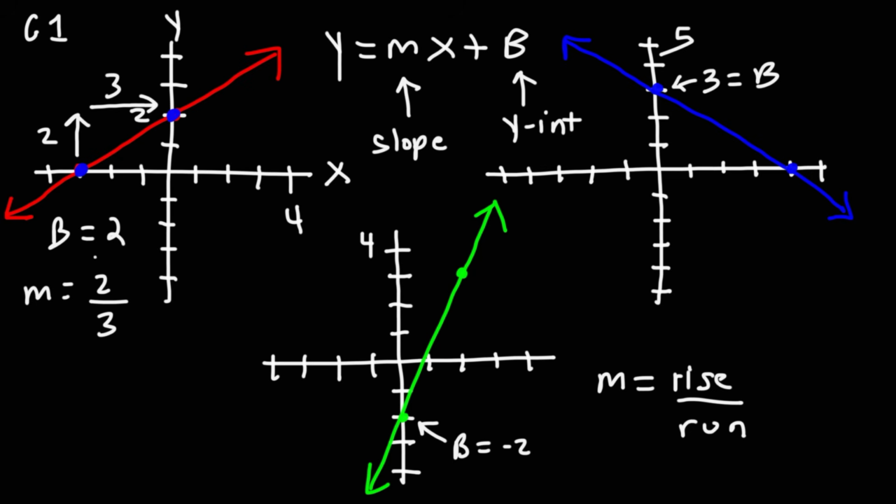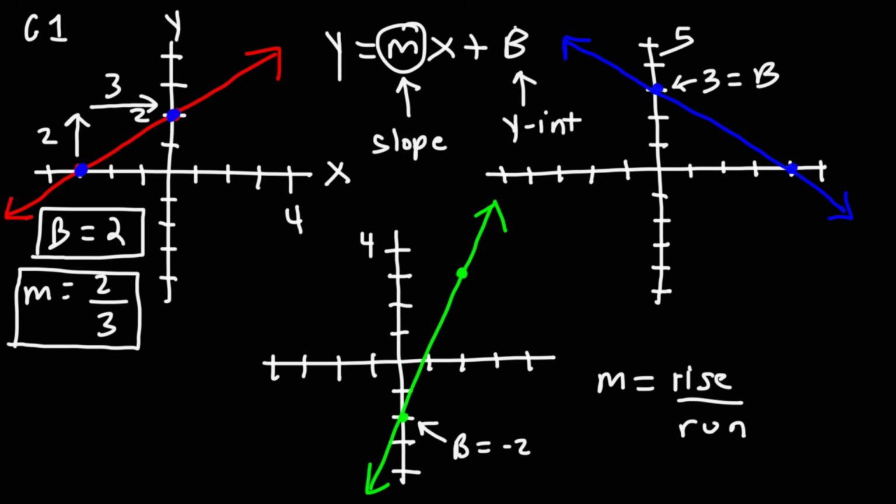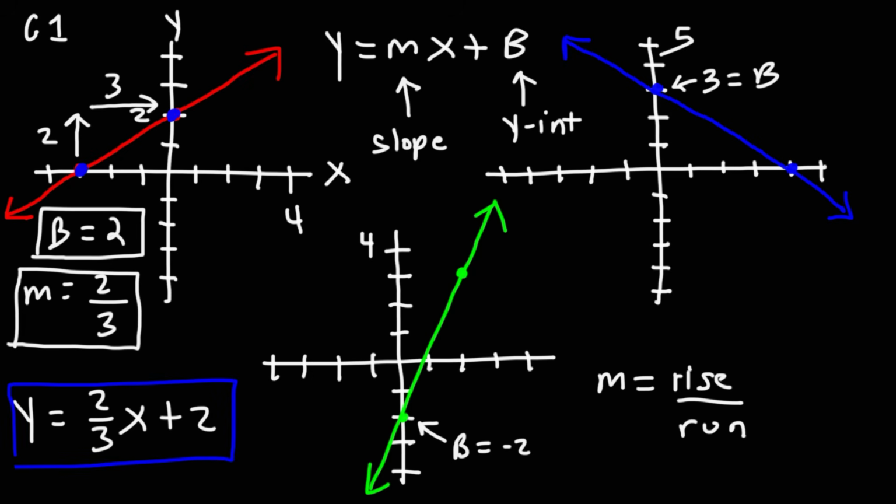Now, once we know the values of m and b, we have enough information to write the equation of the line. All we've got to do is replace m and b in that formula. So it's going to be y is equal to 2 over 3x plus 2. So that's the answer for the first example.